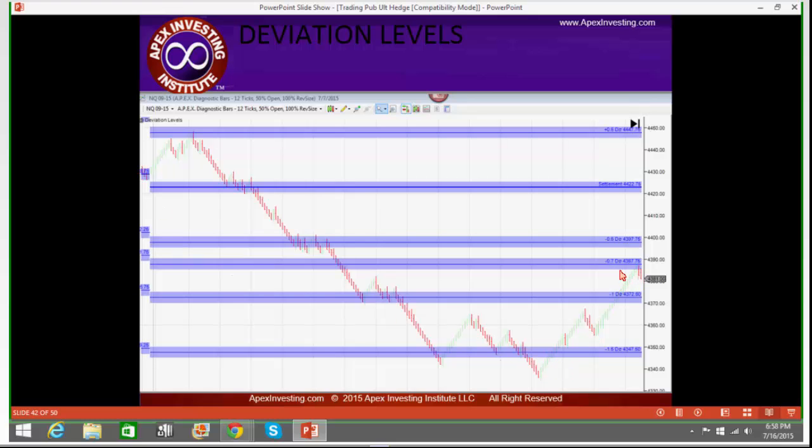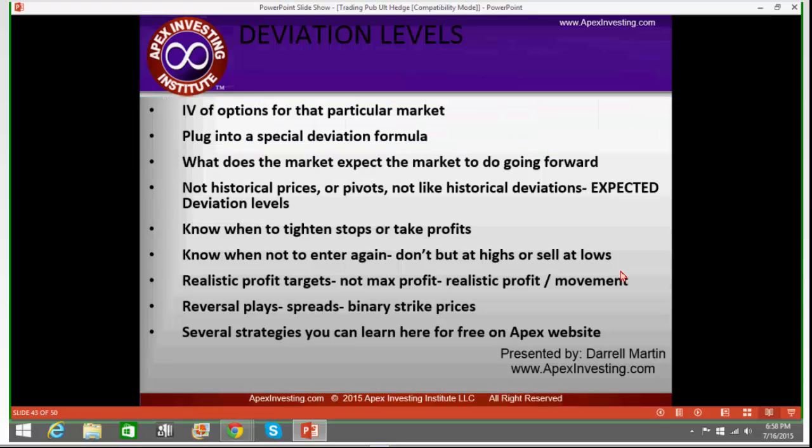All right. What are deviations? It's the IV of options for that particular market. We plug it into a special deviation formula, and it's what the market expects the market to do going forward. This isn't like other deviations you've seen. This isn't historical deviations based on historical prices or historical pivots and what's happened in the past. This is what's expected going forward based on what options are priced at, based on the options of the market.